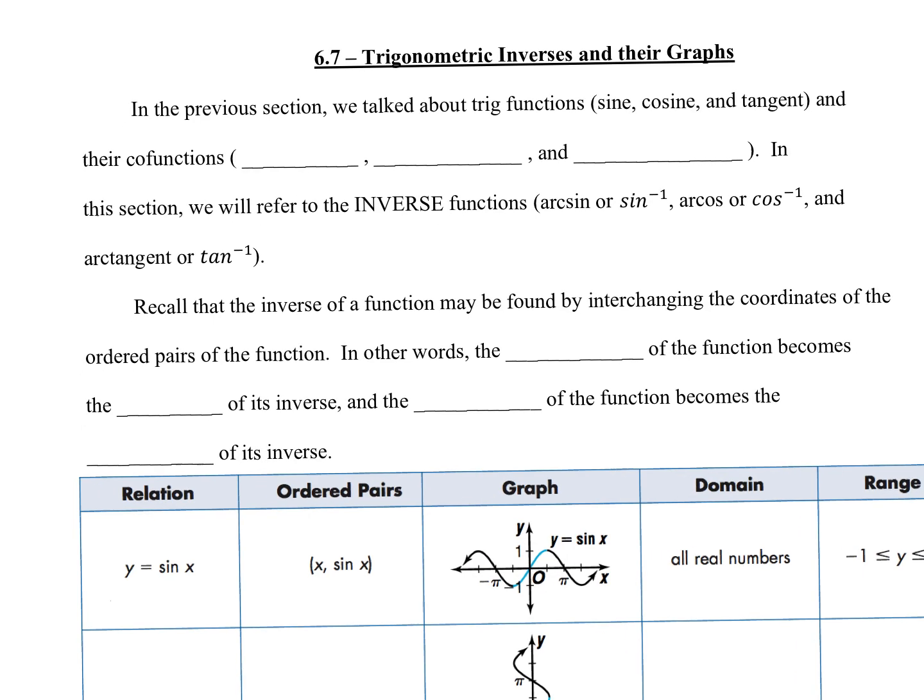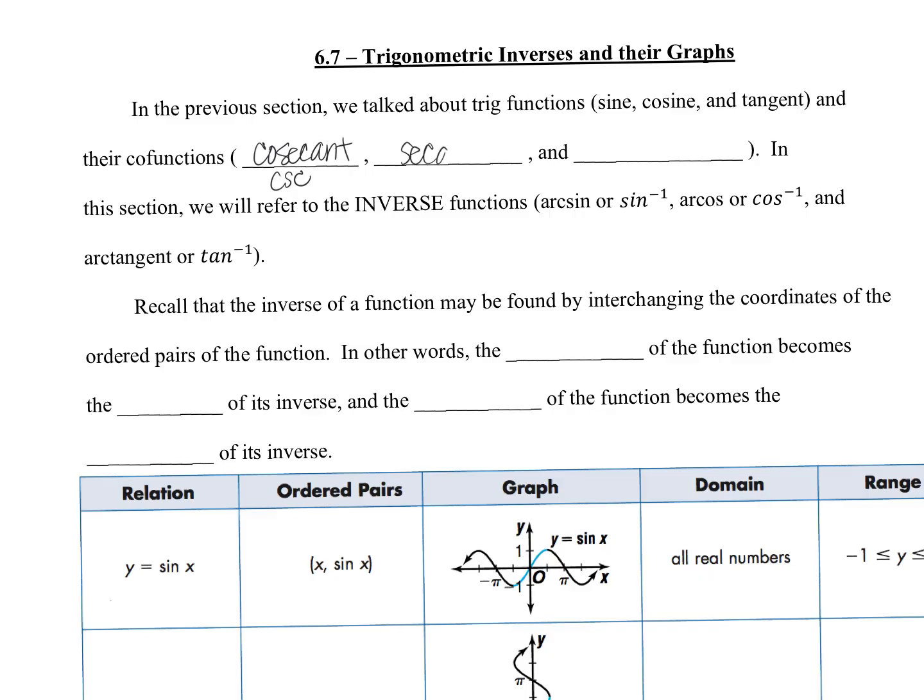Cofunction of sine, we're going to say is cosecant. Cosecant. And that abbreviation one more time is CSC. Cofunction of cosine. Secant, nice job. And that abbreviation is SEC. Cofunction of tangent. Cotangent. COT. And you guys, again, those are reciprocals of one another.